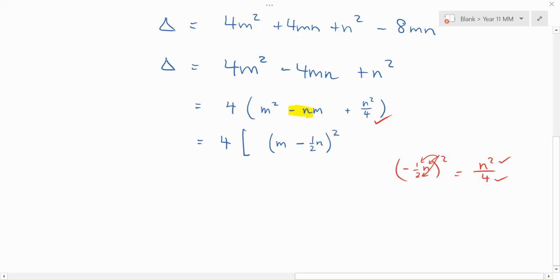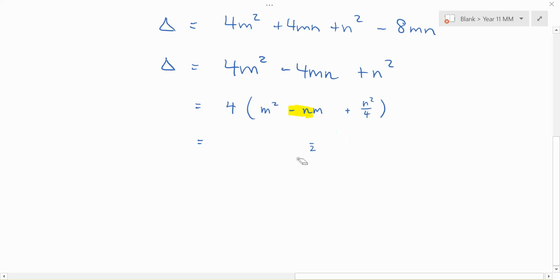If I try to expand this equation here, that becomes m squared. m times negative half n is negative half mn, but remember you're doubling this as well, and that conveniently cancels out, becomes negative mn, which is that. And then if you square the last term, you get n squared over 4. So I know this is a nice perfect square as it is.